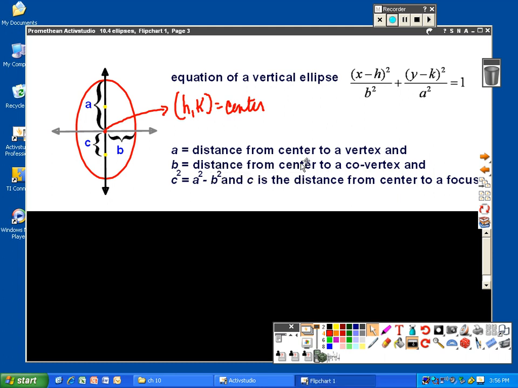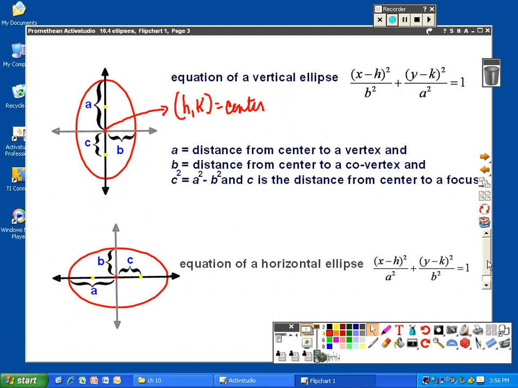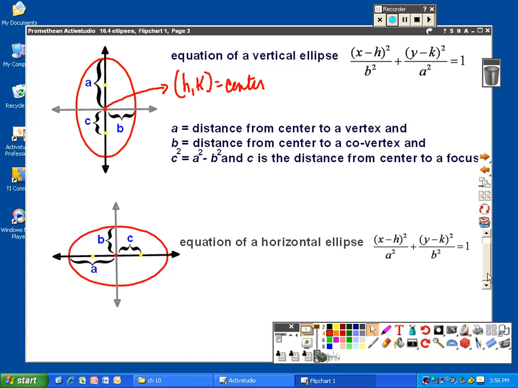So now let's look at the horizontal. Same process, only my ellipse is elongated along the x-axis. So we are going to change the equation by putting the a squared under the x. And the b squared would then be under the y, where a is major to the vertices and b is minor to the covertices.